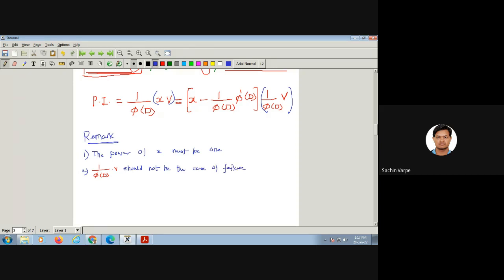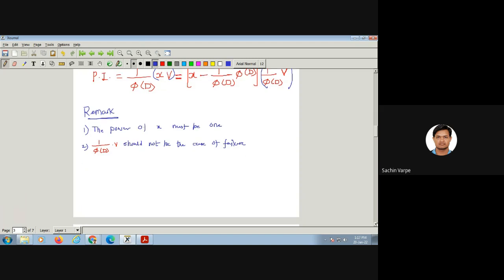ठीक है, क्लियर आपको? क्लियर. केस ऑफ फेल्यूर मीन्स व्हाट? phi of D must be 0. सॉरी, केस ऑफ फेल्यूर का मतलब क्या होता है? phi of D 0 होता है. तो दैट शुड नॉट बी द केस ऑफ फेल्यूर, मीन्स phi of D मस्ट बी नॉन जीरो. क्लियर टू एवरीवन? अगर ये नॉन जीरो है, केस ऑफ फेल्यूर नहीं है, then only we can use this case, otherwise we cannot.